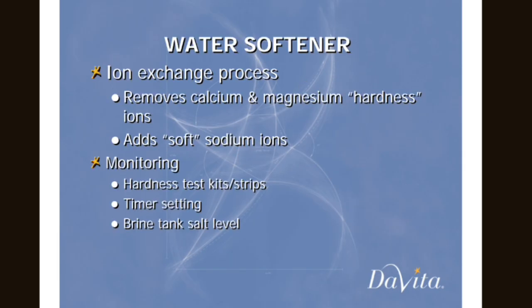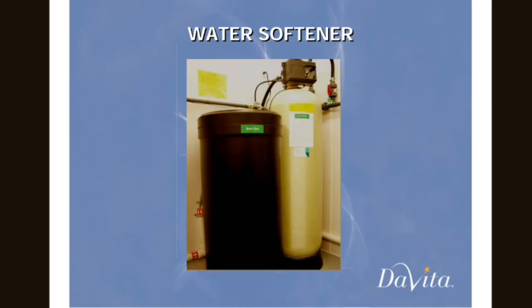Here is the mechanism of the water softener. Ion exchange process: remove calcium and magnesium, the hardness ions, and soft sodium ions are added. Monitoring: hardness test, timer settings, brine tank salt level. We can see a water softener in our real life.